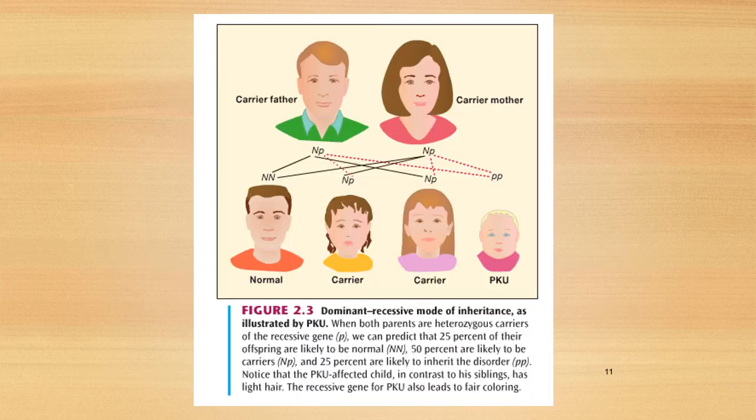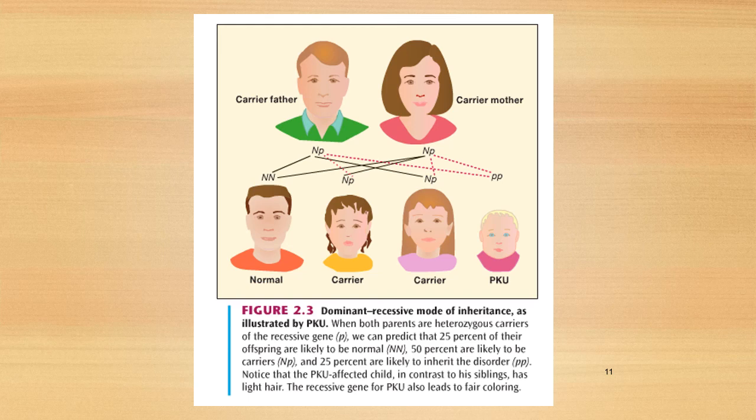So, as I was talking about the blue eyes and brown eyes and dominant and recessive, this picture is going to illustrate that concept. We want to think of that dominant recessive mode of inheritance. We're going to use the example of PKU, which is just a form of disease you can carry. A capital letter means it's dominant. A lowercase letter means it's recessive.